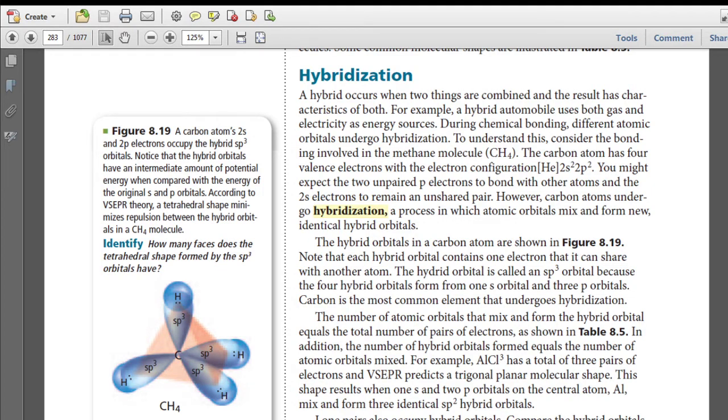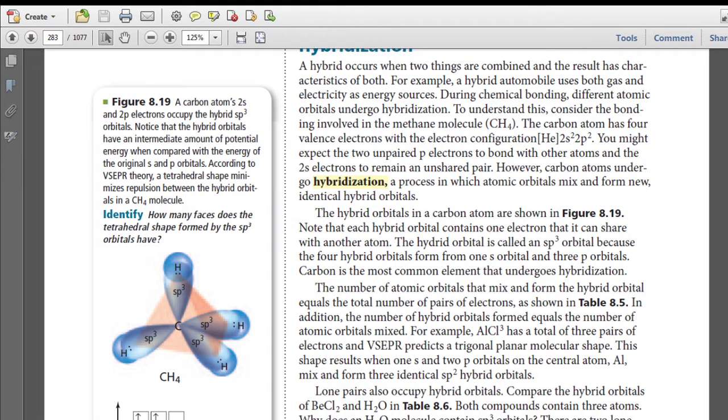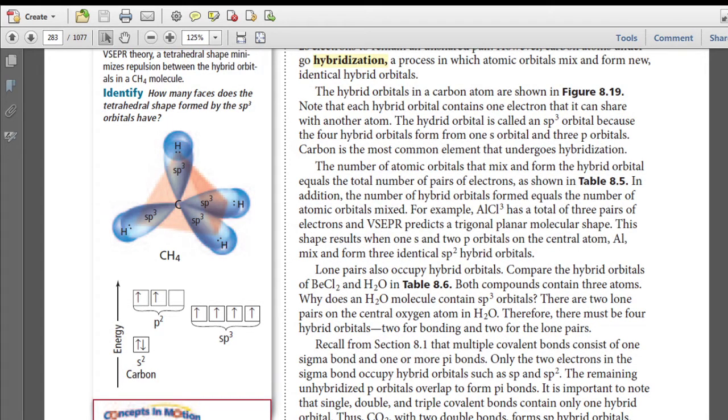The carbon atom has 4 valence electrons with the electron configuration helium 2s2 2p2. You might expect the 2 unpaired p electrons to bond with other atoms and the 2 s electrons to remain unshared pairs. However, carbon atoms undergo hybridization, a process in which atomic orbitals mix and form new identical hybrid orbitals. The hybrid orbitals in a carbon atom are shown in 8.19, right over here to the left. Note that each hybrid orbital contains one electron that it can share with another atom.